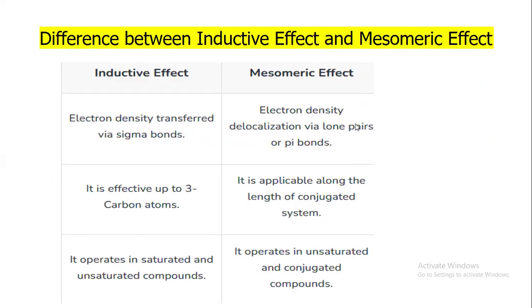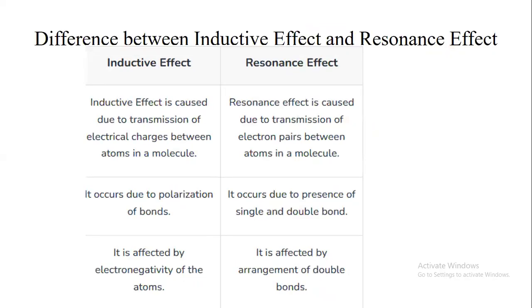Difference between inductive effect and mesomeric effect. Inductive effect: electron density transferred by sigma bonds. Mesomeric effect: electron density delocalized by lone pairs or pi bonds. Inductive effect is effective up to 3 carbon atoms. Mesomeric effect is applicable along the length of the conjugated system. Inductive effect operates in saturated and unsaturated compounds. Mesomeric effect operates in unsaturated and conjugated compounds.